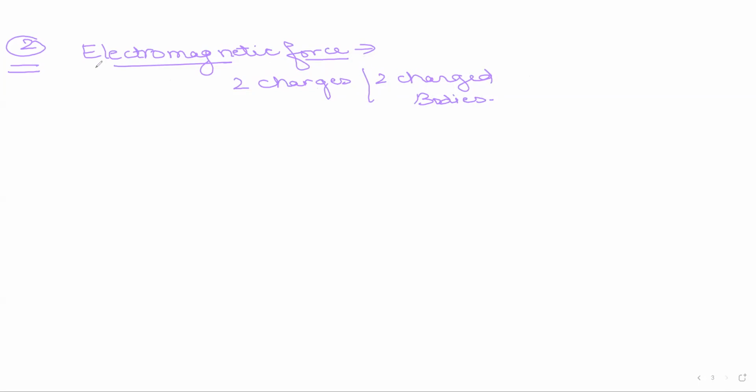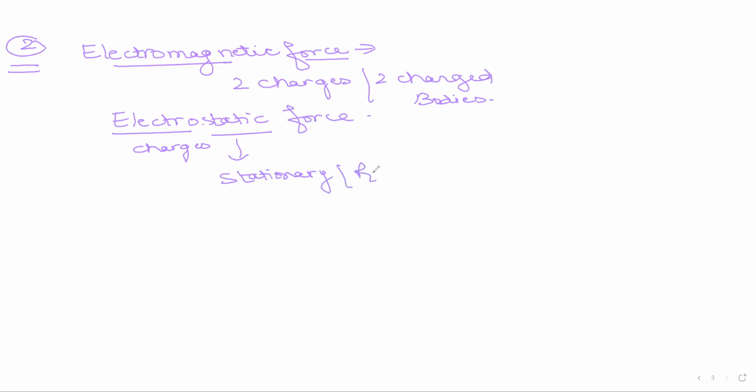Now, when we are talking about electromagnetic force, there comes a term, electrostatic force. Electro means charges, and static is a word which means stationary, or you can say at rest. So the force acting between charges which are present at rest is known as electrostatics.